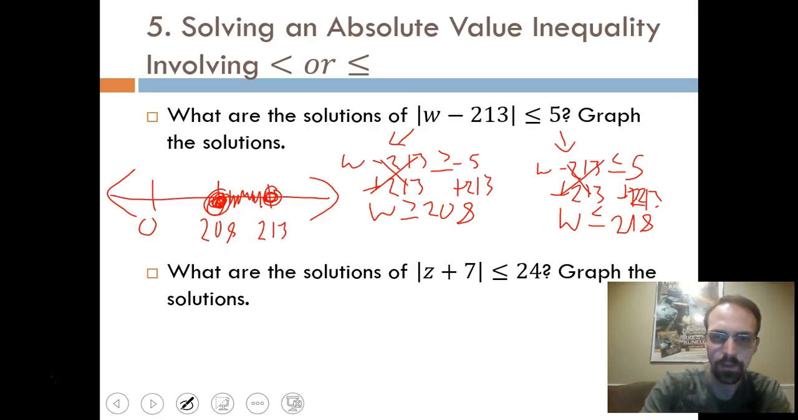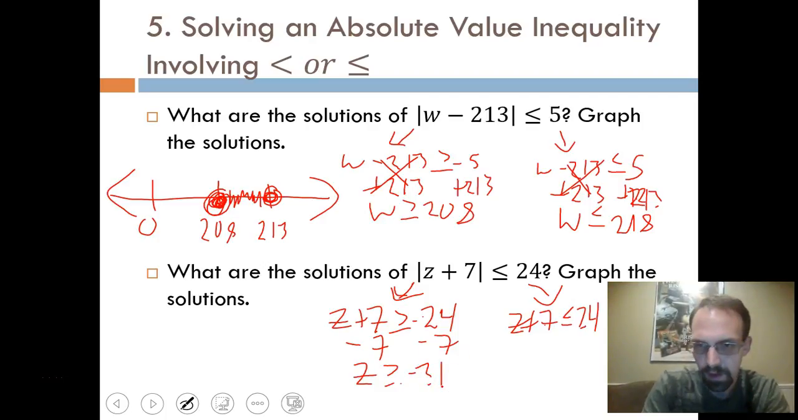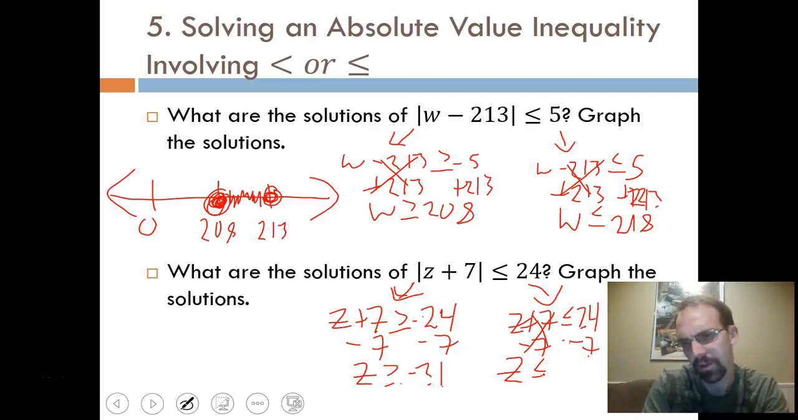Same with the bottom. It's already set, so we go ahead and just pull it into its two parts. I have z plus 7 is greater than or equal to negative 24, and z plus 7 is less than or equal to 24. So I subtract 7 on both sides, and I get z is greater than or equal to negative 31, and then minus 7, and I get z is less than or equal to 24 minus 7.